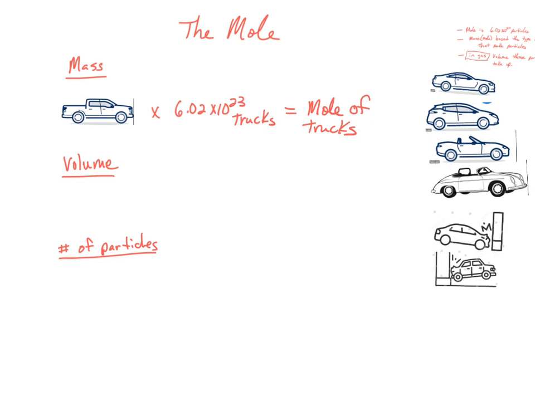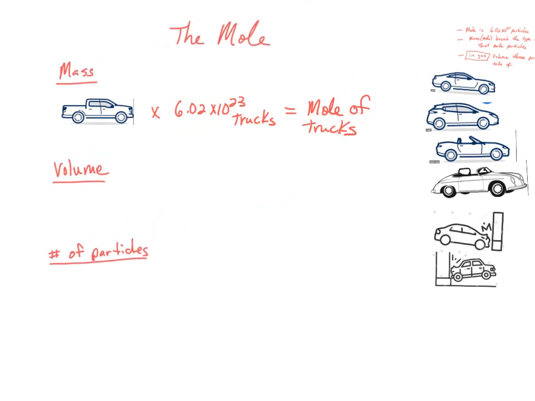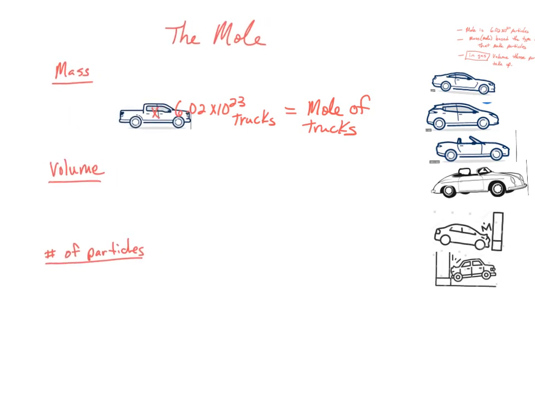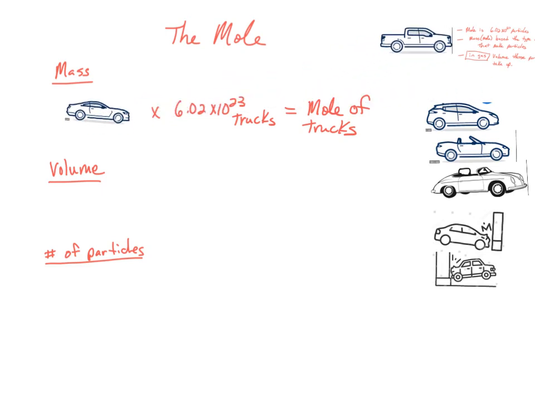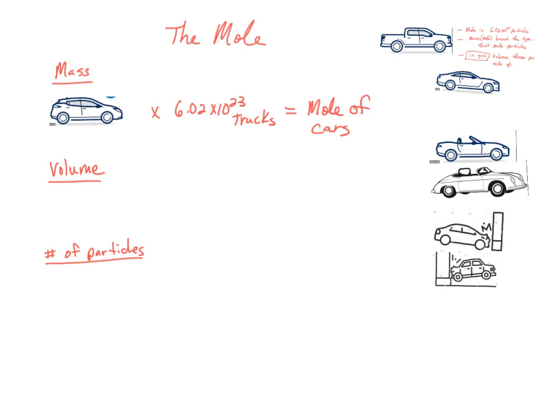In the same way, if instead of trucks, we had this type of car, we'd multiply the weight of that car by 6.02 times 10 to the 23rd, and we would have a mole of that type of car. And I could continue to just move these out. If I had the weight of that car, multiply it by 6.02 times 10 to the 23rd, and it would be a mole of hatchbacks. So that's mass.